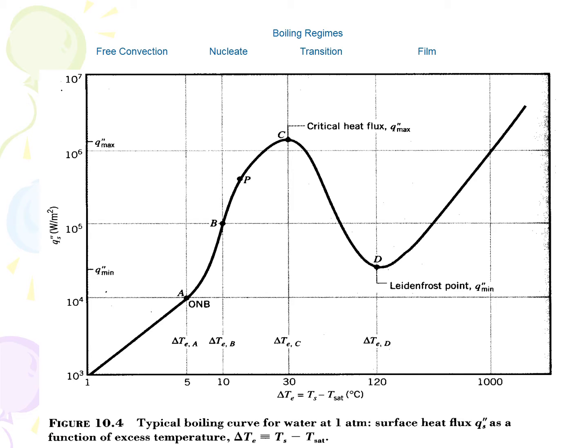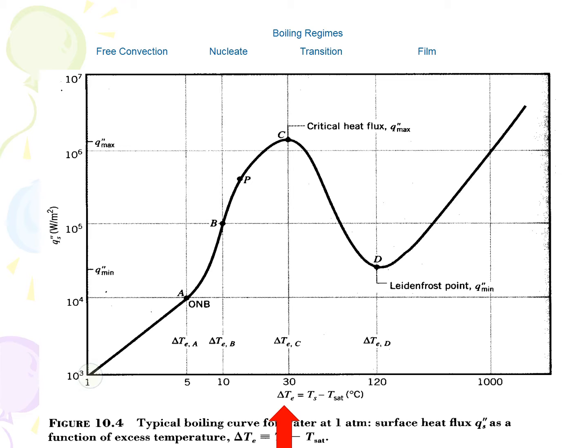In the previous slide, you saw how Nukiyama varied q double dash and then measured delta Te. This graph is the result of that, with q double dash plotted on the y-axis and delta Te plotted on the x-axis. Note that q double dash is the heat flux and delta Te is the excess temperature.